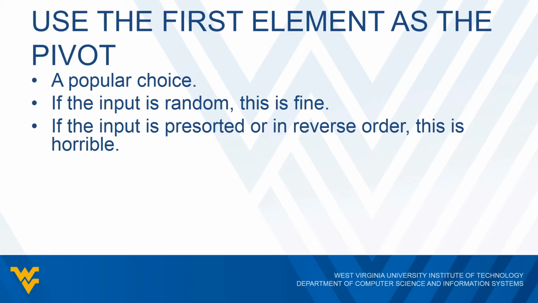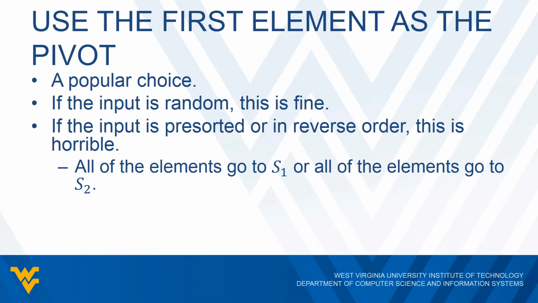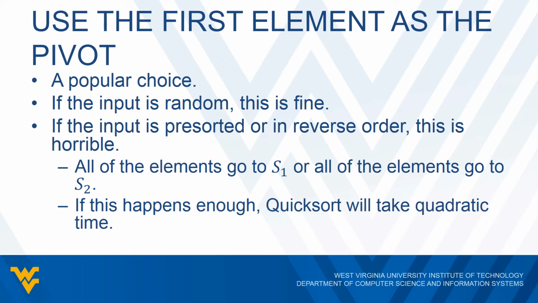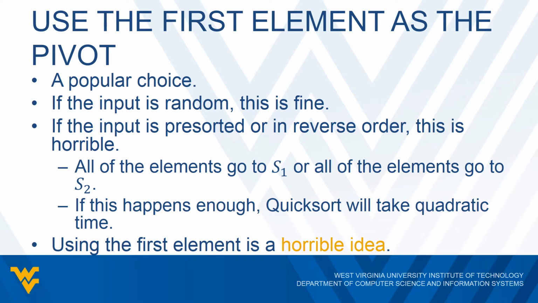So let me explain why. What could happen is all of the other elements could go into S1, or all the other elements could go into S2. So what you have is one set with absolutely nothing in it, and the other set has everything else in it. And if this happens enough, where we keep putting all the elements in one of the two sets, then quicksort is going to take quadratic time. So what we find here is picking the first element is actually a horrible idea. So don't do that. Don't pick the first element as the pivot.